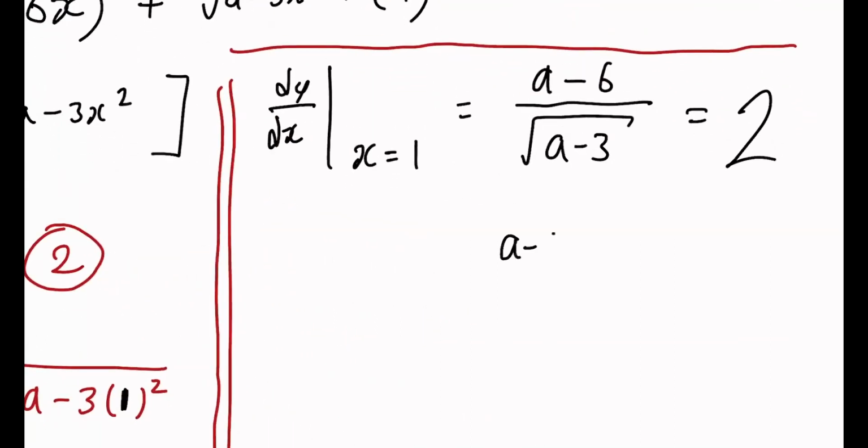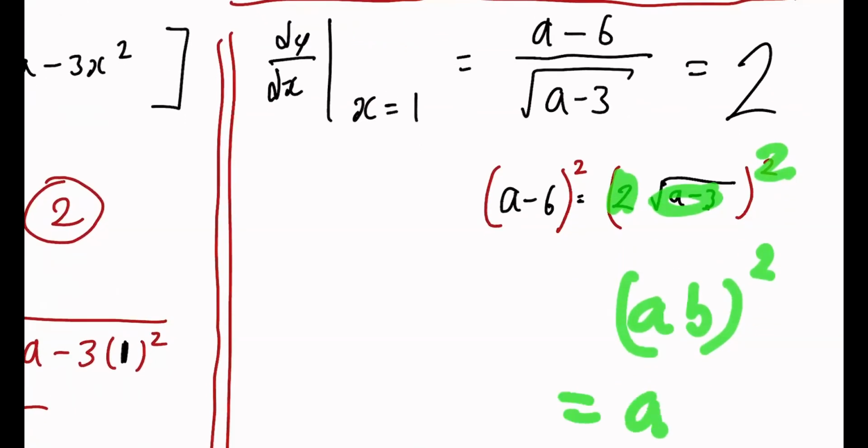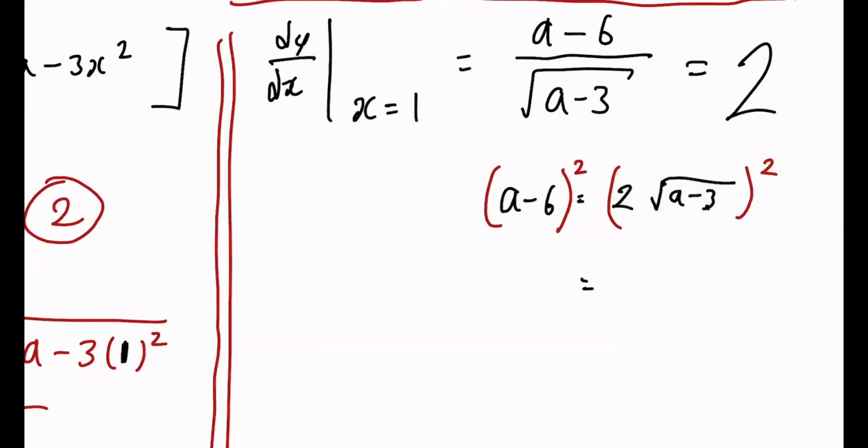So let's cross multiply this. A minus 6 equals 2 times square root of A minus 3. Then maybe I can square both sides now. Something times something, squared, is the same as (AB) squared, which gives A squared B squared. So the right-hand side should become 4 times (A minus 3). Square root becomes no more square root. Square the 2, don't forget, it will become a 4. Most people will forget that this becomes a 4. They'll just write down 2.